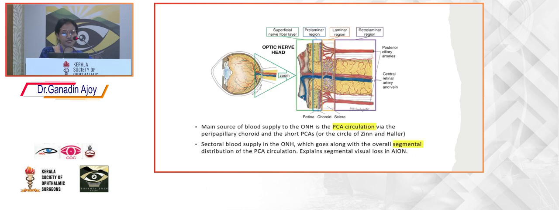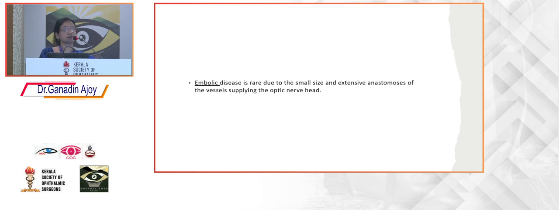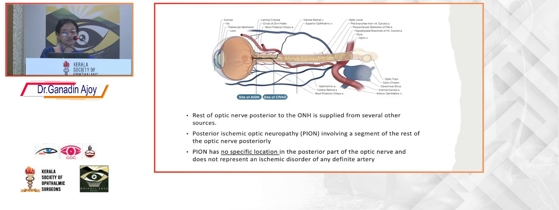In terms of blood supply, the optic nerve head is primarily supplied by the PCA, or the posterior ciliary circulation arteries. So it is basically a segmental distribution. This causes a sectoral blood supply to the optic nerve head and explains a segmental visual loss in AION. Embolic disease is rare, because of the small size and the extensive anastomosis of the vessels that supply the optic nerve head. Whereas a posterior ischemic optic neuropathy has no specific location, any part beyond the ONH up to the chiasma, and there is no specific definite artery to pinpoint.